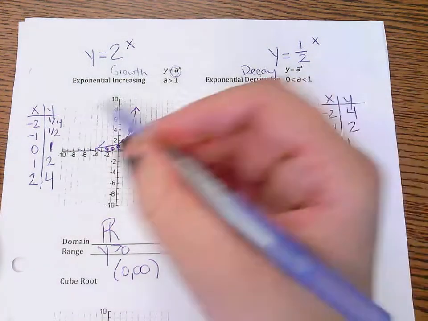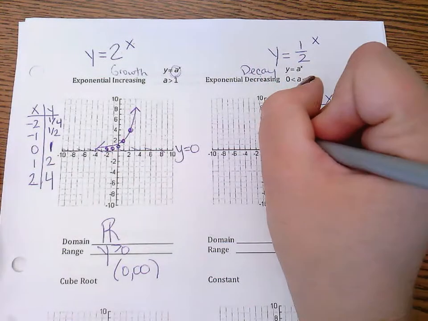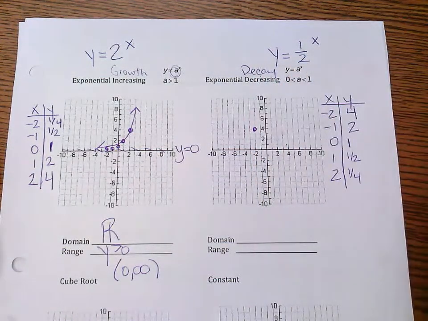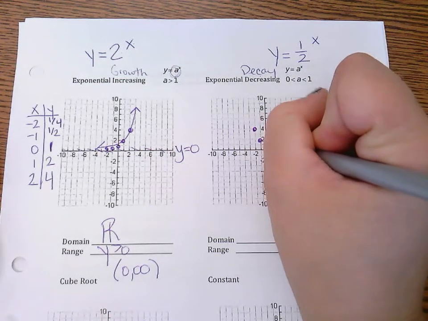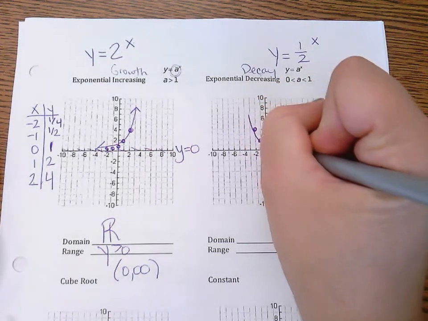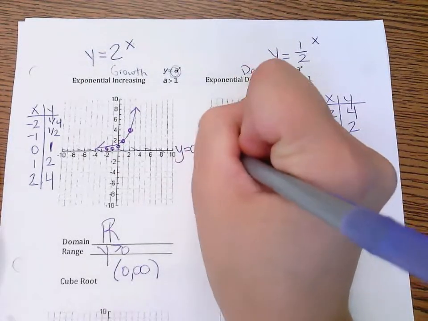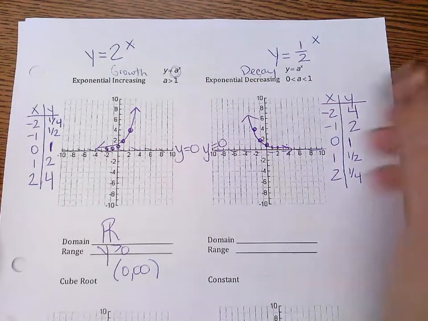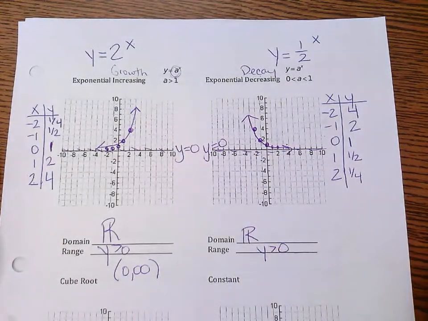So it basically takes this set of points and reflects it over the y-axis. So -2, 4, -1, 2, 0, 1, 1/2, and 1/4. And the dotted line, y equals 0, is again my asymptote, and so it has the same domain and same range as the previous function.